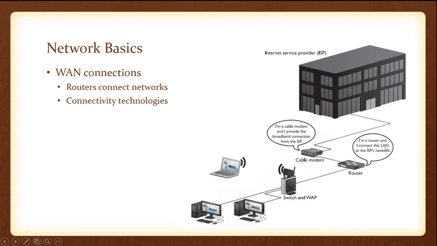I'm a router, and I connect this LAN to the ISP's network. That router goes into a cable modem. I'm a cable modem, and I provide the broadband connection from the ISP. And that one then is connected to your ISP. Your ISP is the internet service provider, as I mentioned before, such as Comcast, AT&T, other ones that might be local to your area, and then they allow you to then go out and connect to other LANs across this town or across the city, across the state, across the globe.